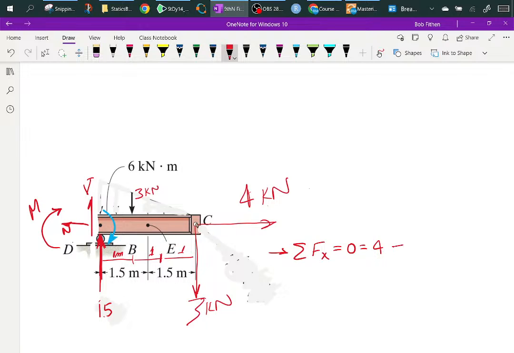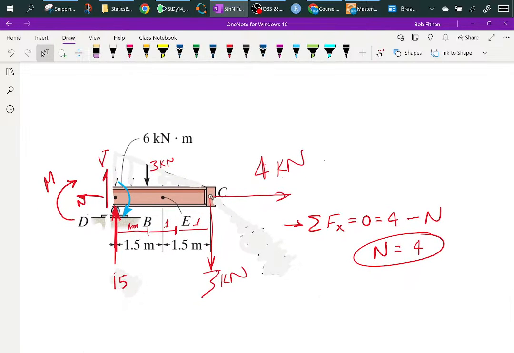I don't get anything else. Minus N. So N is equal to 4. That gives me that. Now I've got to sum the forces in the Y. I'll make that positive. Maybe I'll go from left to right, if I can do that.